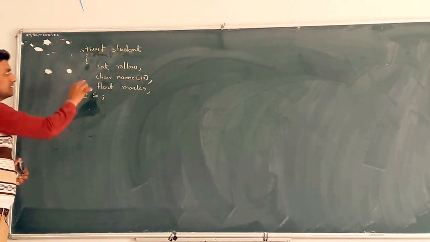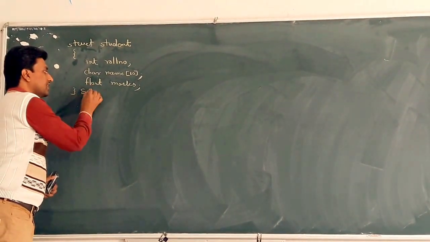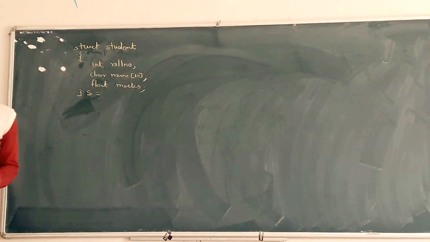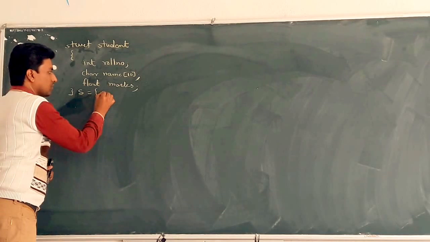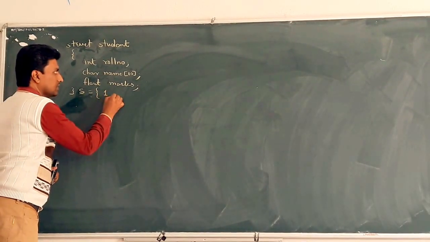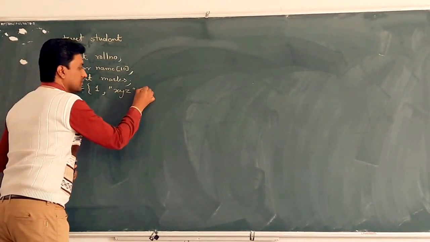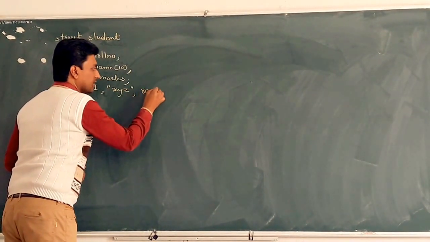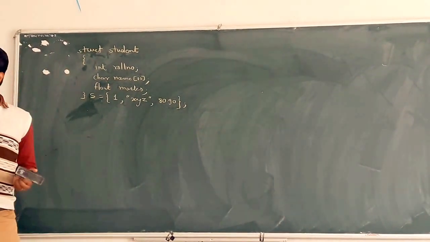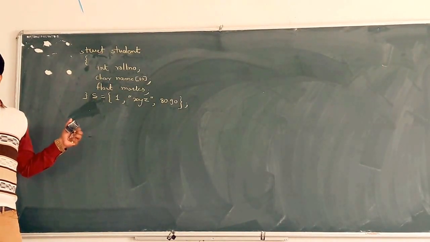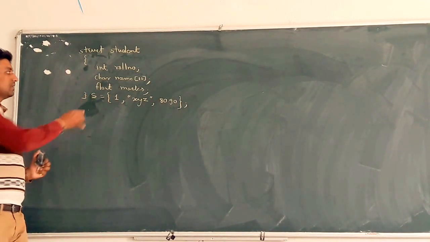Next, so this is simple. Okay, another one. We can not just declare, we can initialize here also using equal to. S equal to what? For example, roll number is equal to 1, comma, name is equal to "xyz" in double quotes, and marks is equal to, suppose, 80.90, curly brackets, semicolon. Okay, like that. This is another way of initializing a structure variable.